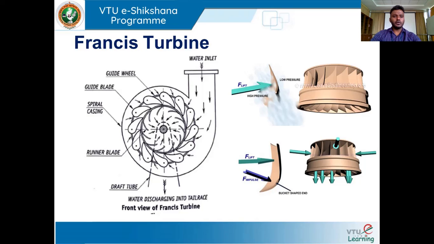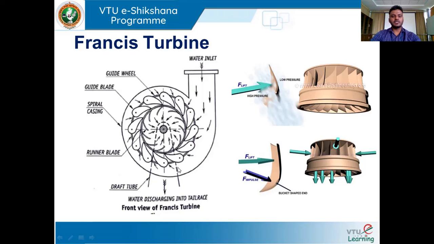Coming to this Francis turbine, it is used for medium head and medium flow rate applications. So it is used for generation of electricity in medium as well as large power plants. As you can see in this particular image, the Francis turbine mainly consists of the runner blade, guide vanes, stay vanes, the spiral casing, as well as a draft tube.